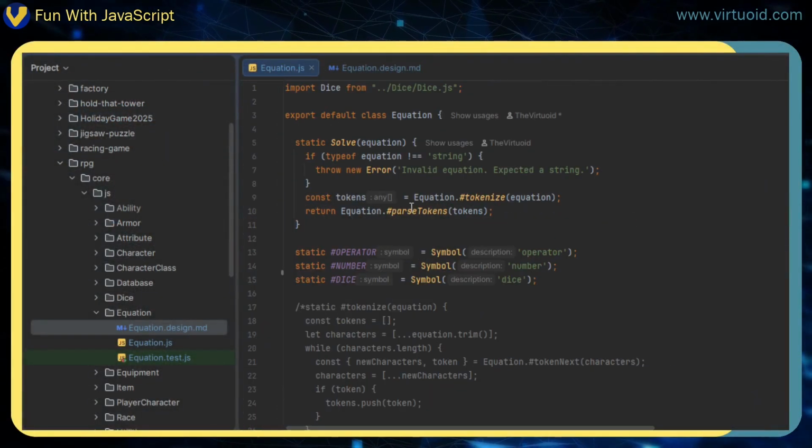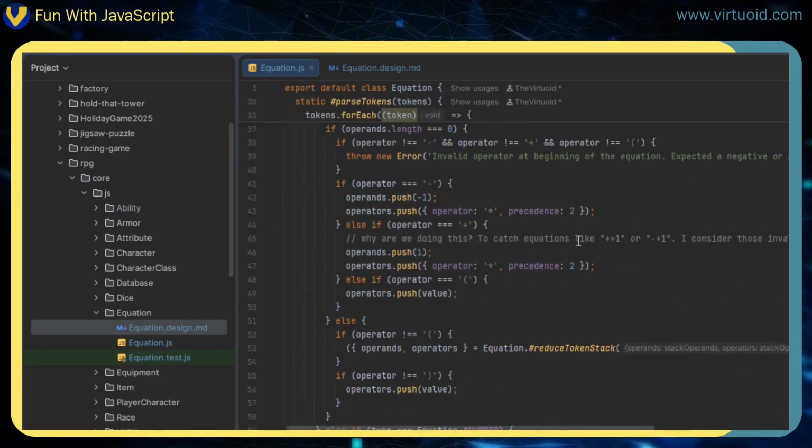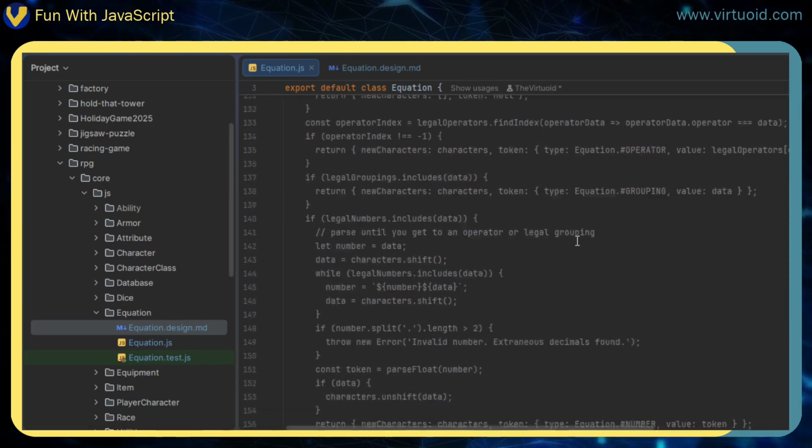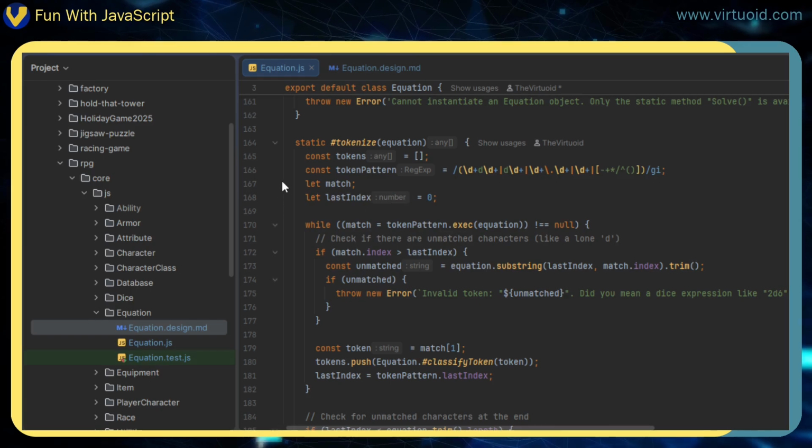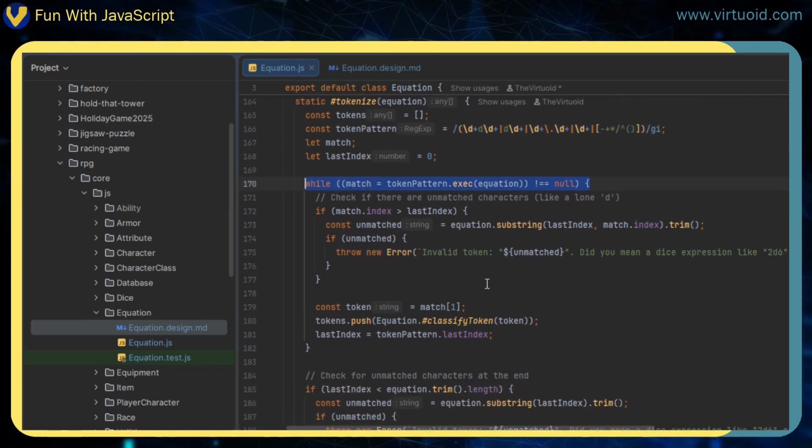All right. The code itself is relatively simple. All we have to do is, there's our static solve. All we're going to do here is tokenize it and then parse out the tokens. Tokenization is very, very easy, but I do want to show you one thing. The tokenization system is basically we get ourselves a little regex pattern to be able to get all the different matches, and then we go through each one of the matches.